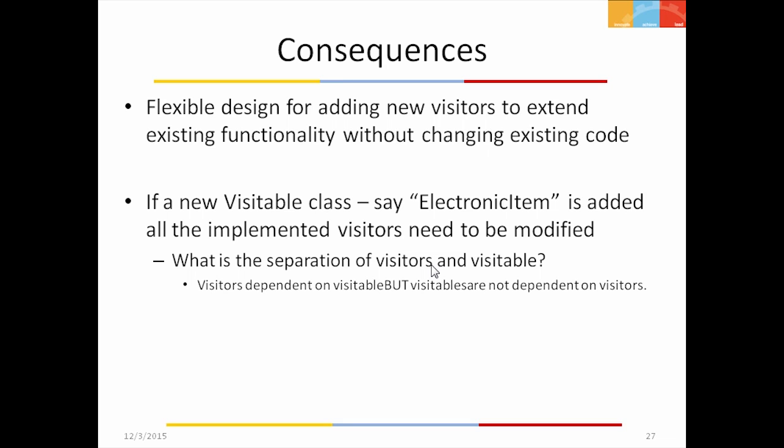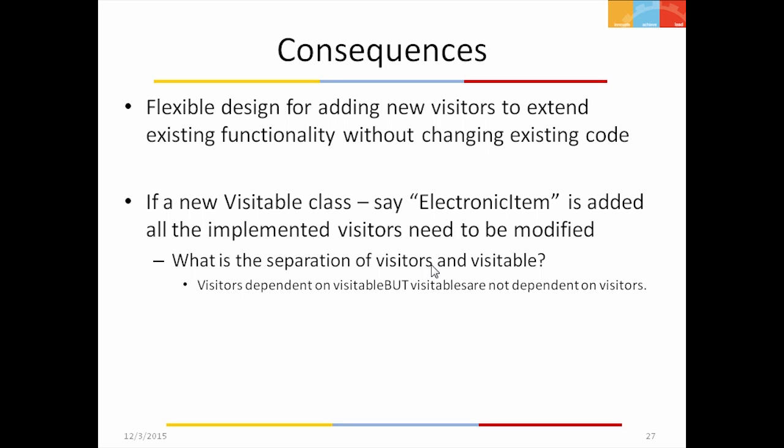So the problem is that if there is a new visitable class, say for example electronic item, that's added, all the implemented visitors need to be modified. Because we need to add the fourth visit method for electronic item, and that will impact the interface visitor, and then all other concrete visitors must implement this even if they are not interested in electronic item. So then the separation between visitor and visitable needs to be revisited again.